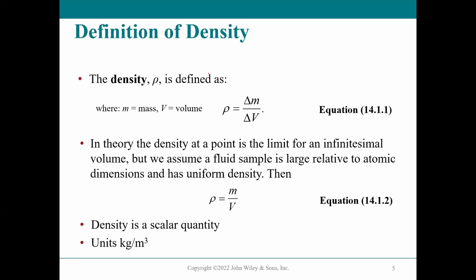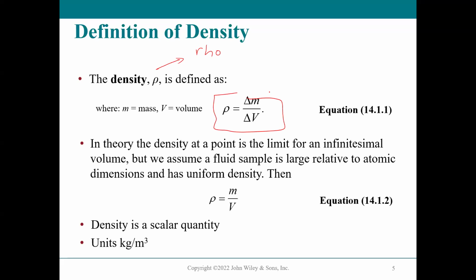Okay, first we need to know the density. Density is rho. This one is defined as total mass divided by volume. Rho is the mass density. So the formula is mass divided by volume, or delta M divided by delta V.